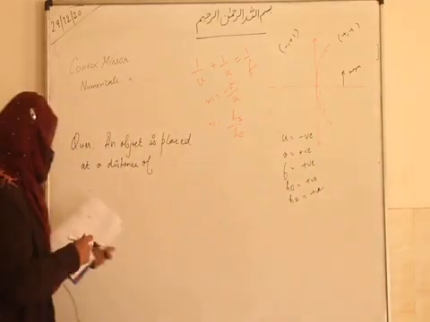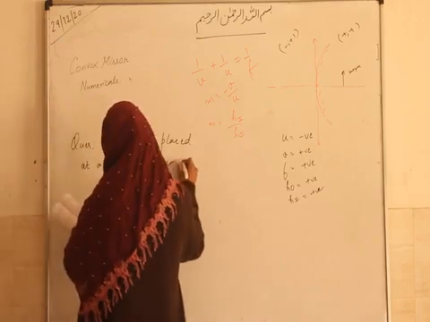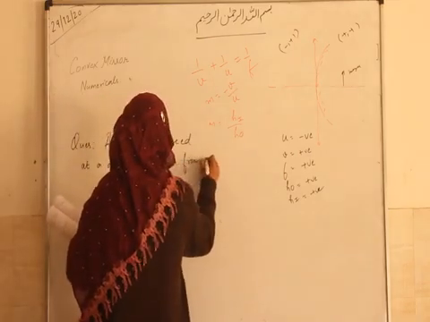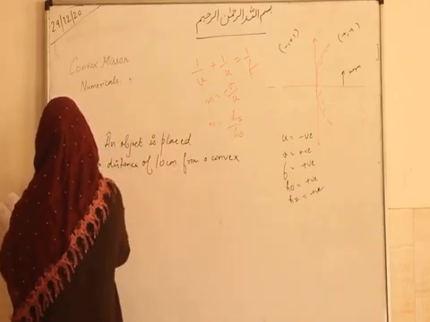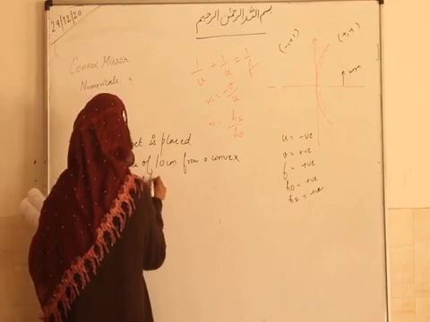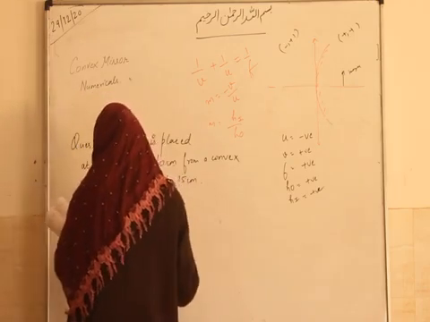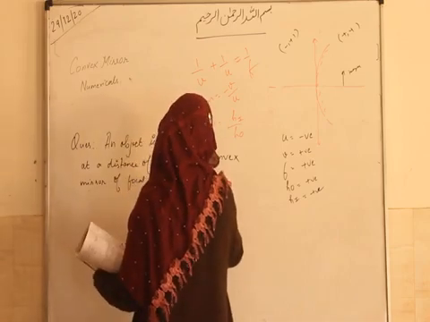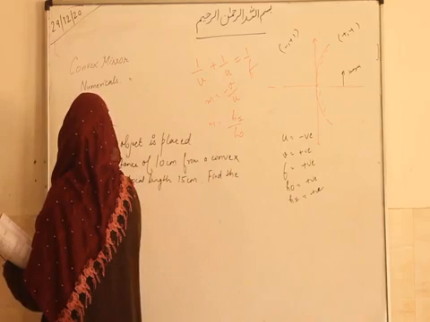So an object is placed at a distance of 10 centimeter from a convex mirror of focal length 15 centimeter. Find the position and nature of the image. Position means distance.